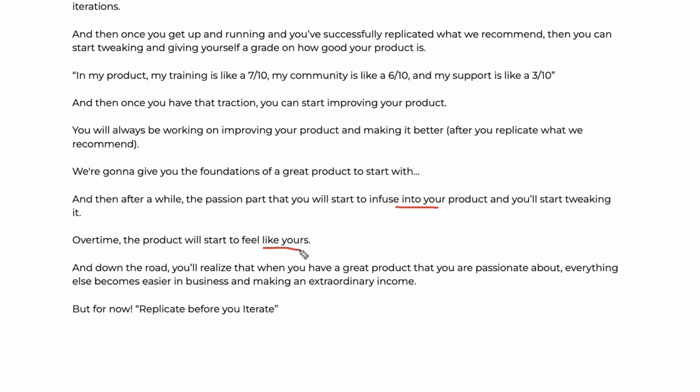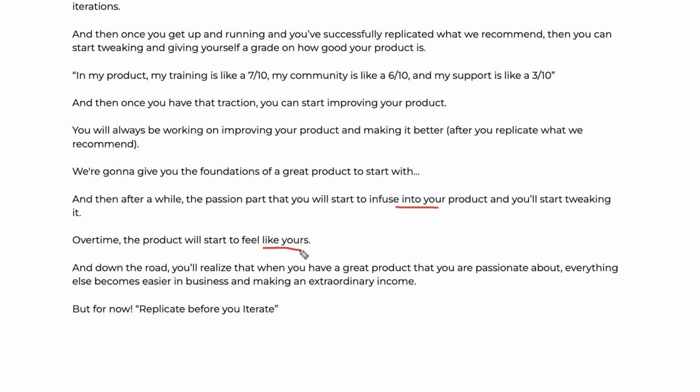Remember, you've got to expand your time horizon. You've got to look at more than just chapter 1, because it's going to be a chapter 2, a chapter 3, a chapter 4, a chapter 5 of your product. And so just because in chapter 1 you're starting off by replicating what we recommend, that is the foundation, okay? And then down the road, as you are tweaking your product after you've replicated what we've provided, you're going to start to realize that, man, having a great product and having a product that you're passionate about, everything else becomes easier when you have that in place. Everything in business and making an extraordinary income becomes easier when you have that solid product in place that feels like it's yours.